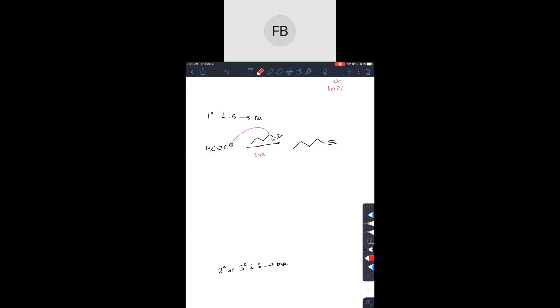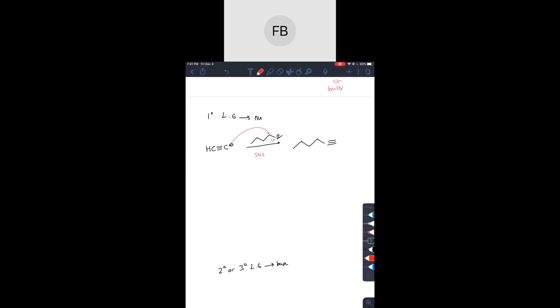Any volunteers? Versus SN1, maybe? It's primary, and from our blue sheet, we know that primary leaving groups always produce SN2. There's no option for that ever to be SN1. So this is SN2.